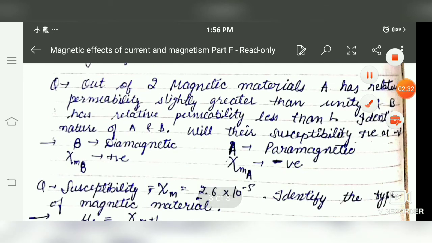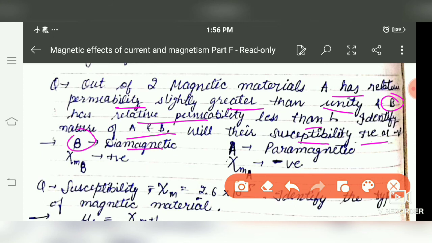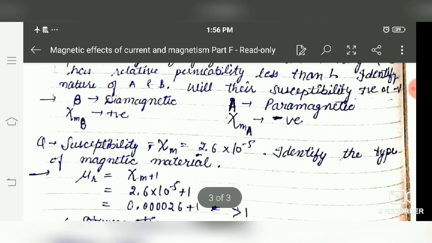Out of two magnetic materials, A has relative permeability greater than unity, whereas B has relative permeability lesser than unity. Identify A and B, and also say whether their susceptibility is positive or negative. Obvious. If the value of relative permeability of B is less than 1, then it's diamagnetic, and its susceptibility is negative, and for A it is paramagnetic and positive.